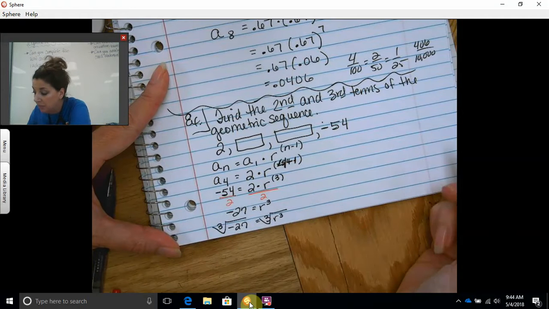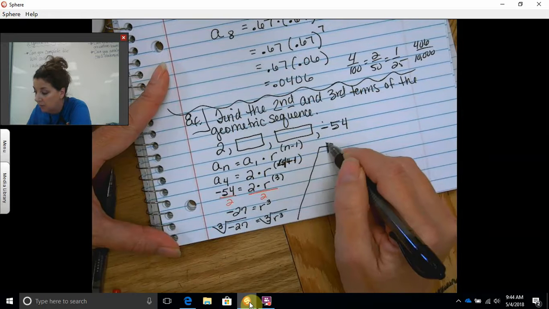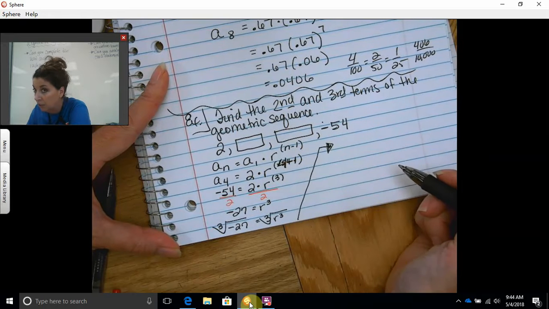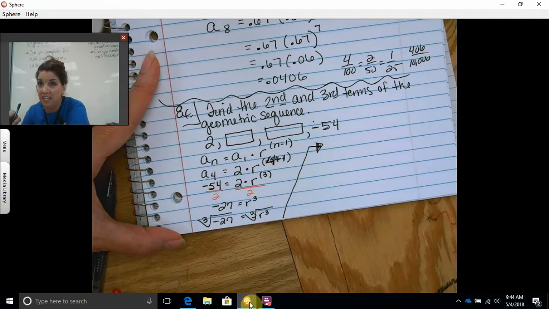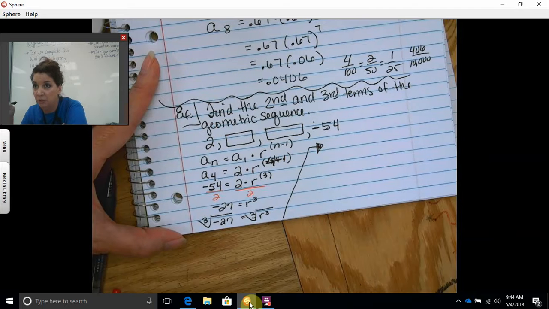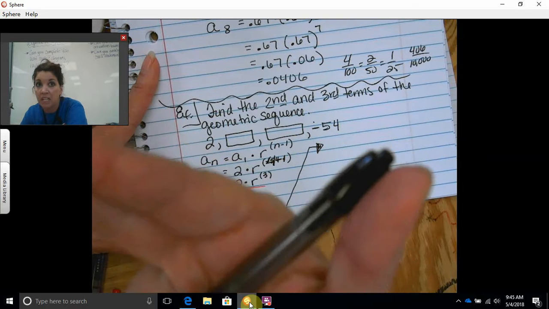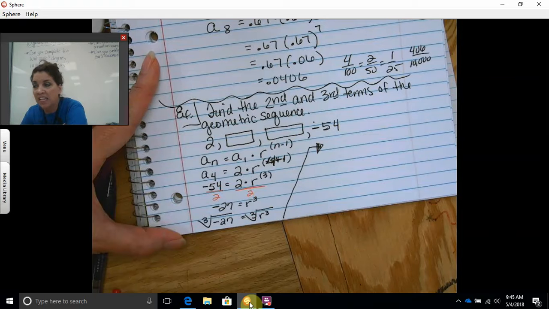Can I take the cubed root of a negative number? No. Square root of a negative is imaginary. But cubed root of a negative, what's negative 3 times negative 3 times negative 3? Negative 27, right? As long as it's an odd index, I can take an odd root of a negative number. I can't take an even root of a negative, or it's imaginary.